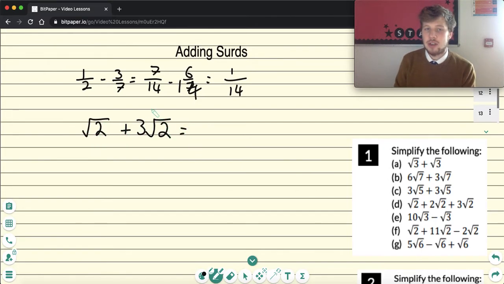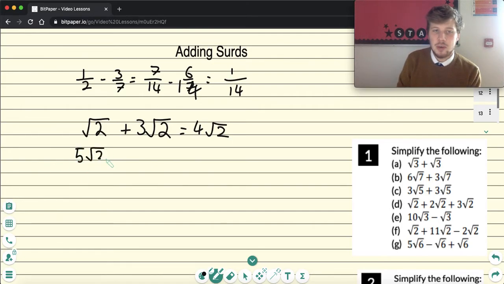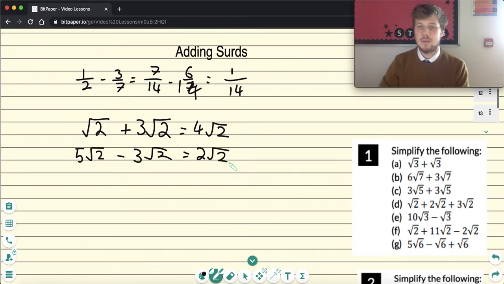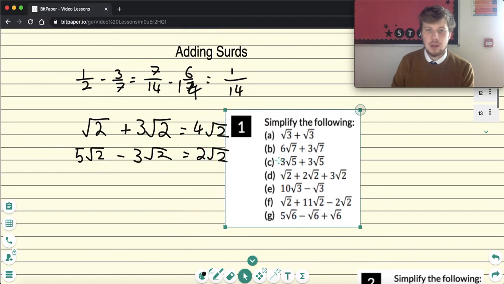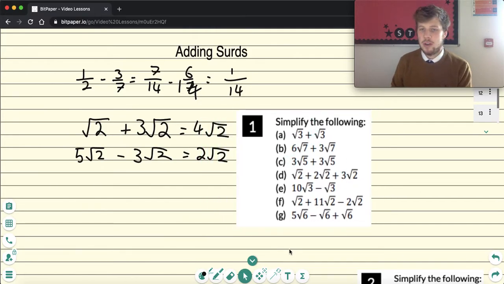So in total, if I have 1 lot of something and 3 lots of something, I must have 4 lots of something. And again, if I had, let's say, 5 lots of root 2 and I subtract 3 lots of root 2, that's going to leave me with 2 lots of root 2. So what I'd like you to have a go at is question 1. Pause the video.